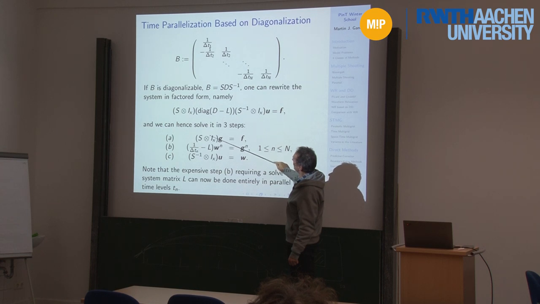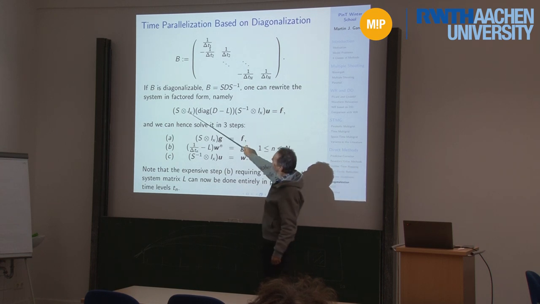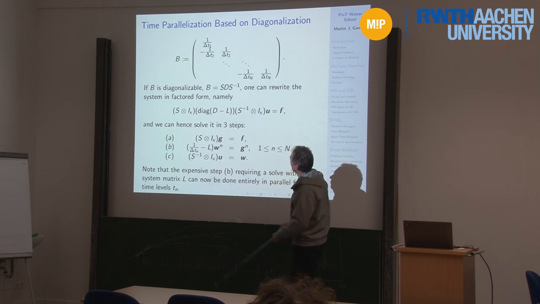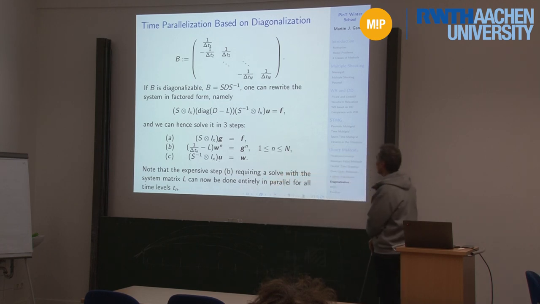You can first obtain G by solving this. This is basically a Fourier type transform. And then you have all these which are now diagonal, like in the Laplace case. All the spatial operators are diagonal. And then you can do the inverse transform. So the idea is clever.